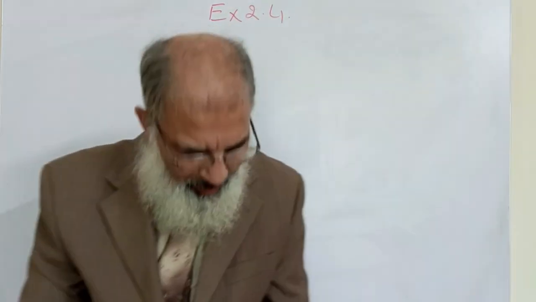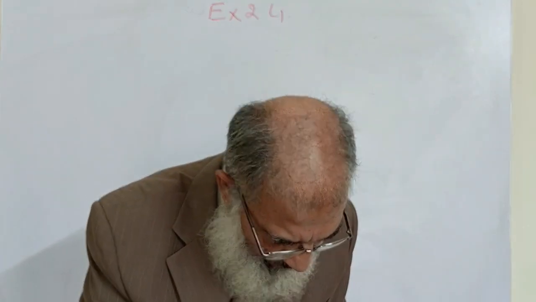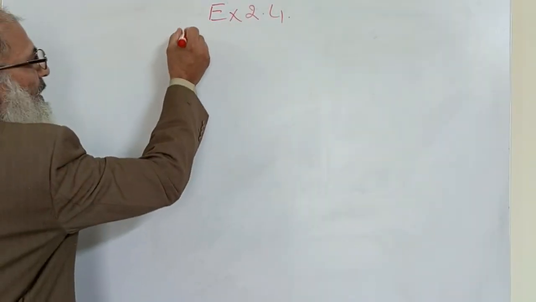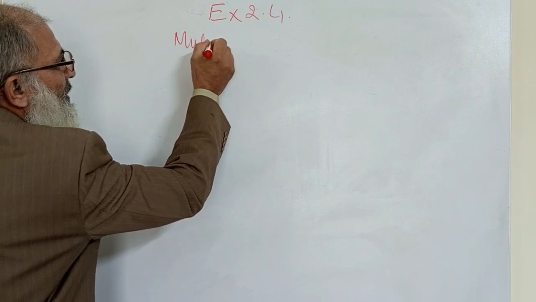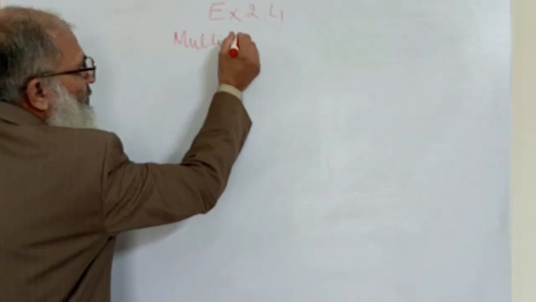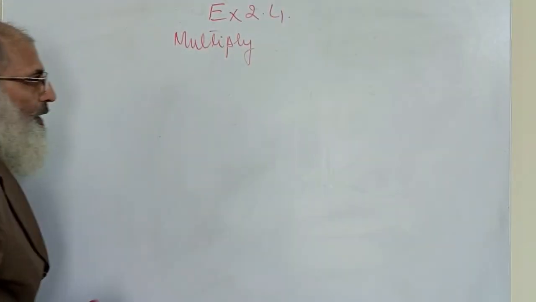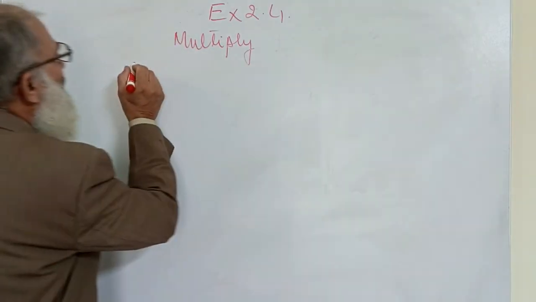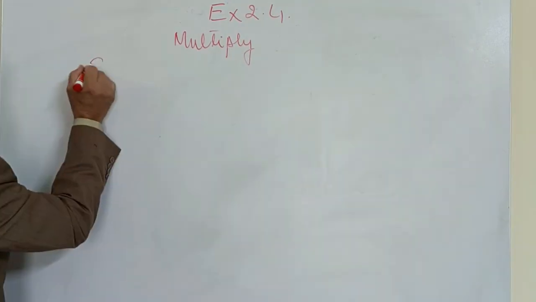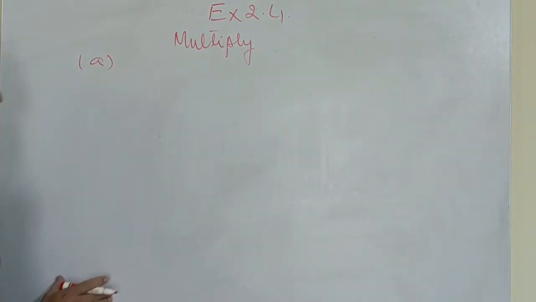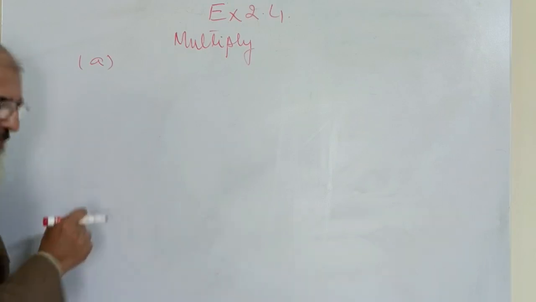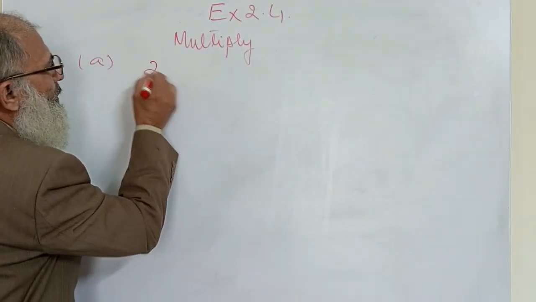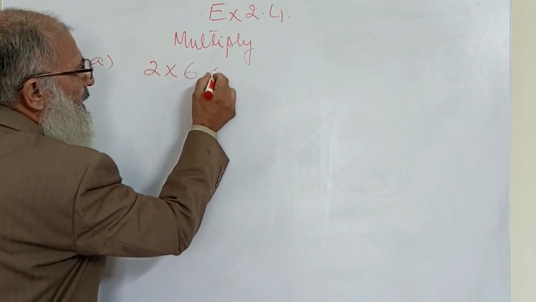Let's start from question number 1, part number A, multiply. Now what it is asking us to do is multiply. Now the question is A. Let me do it in this half too. 2 multiplied by 6x.